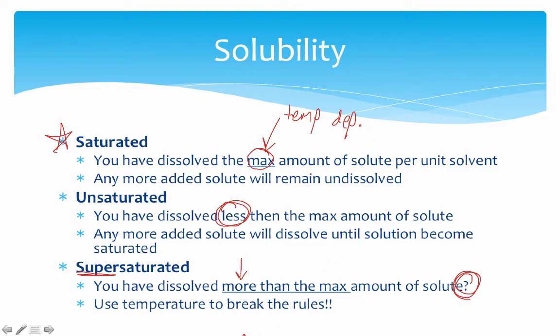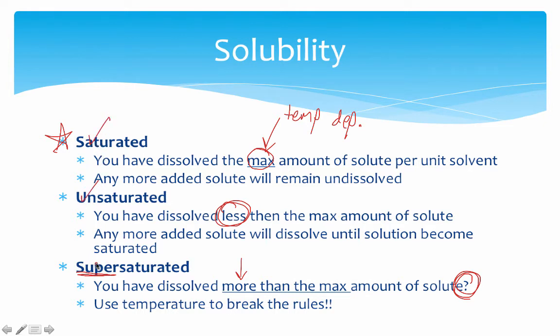So you can cheat the system a little bit by simply increasing the temperature, dissolving things to a saturated point at that higher temperature, and then reduce the temperature back down again. And without any kind of triggering force, the extra dissolved stuff will actually stay in solution. So that's how you end up getting a supersaturated solution. These two happen very quickly and naturally, saturated and unsaturated.